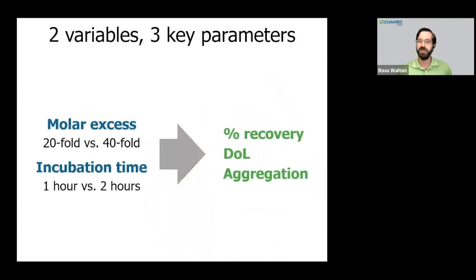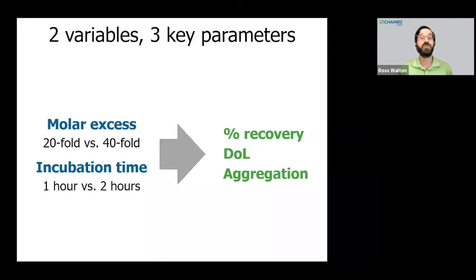So for our labeling experiment, we tested two variables and used 3 key parameters as outputs. We incubated the antibody with either a 20-fold or a 40-fold molar excess in the conjugation reaction. We also tested the 20-fold molar excess reaction with 2 different incubation times, either 1 hour or 2 hours. For the outputs, we looked at antibody concentration before and after the reaction to calculate a percent recovery.